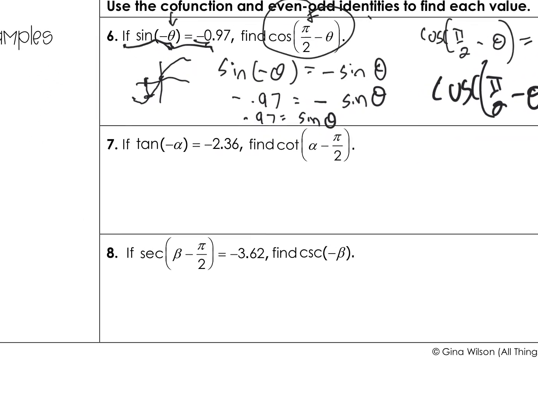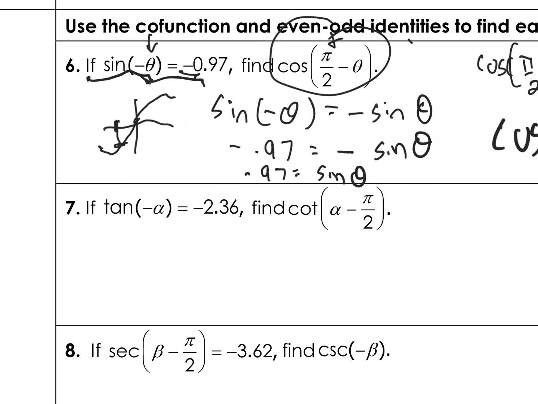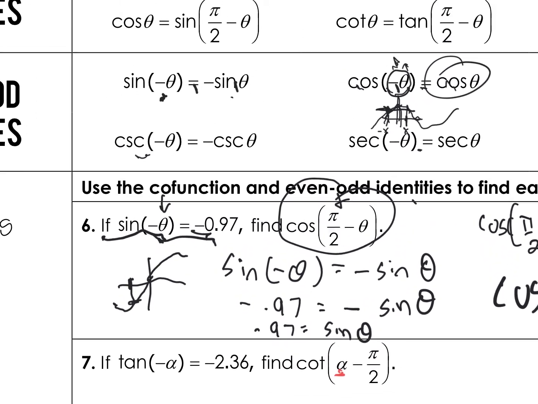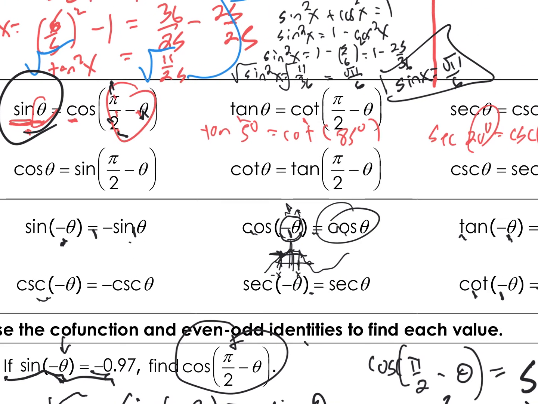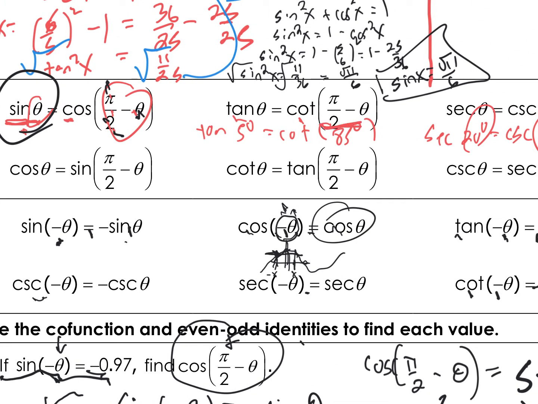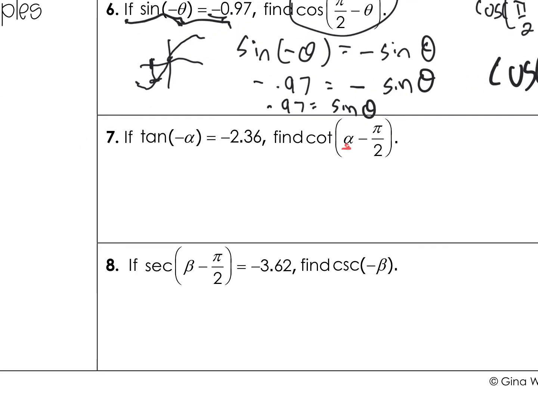Okay, number 7. I can tell you right now, he's trying to trick us, because my angle is alpha minus pi over 2. If I look at the cotangent stuff up there, the pi over 2 is supposed to be first. So he's tricking us. Glad I saw that. Let's see what I'm going to do here.